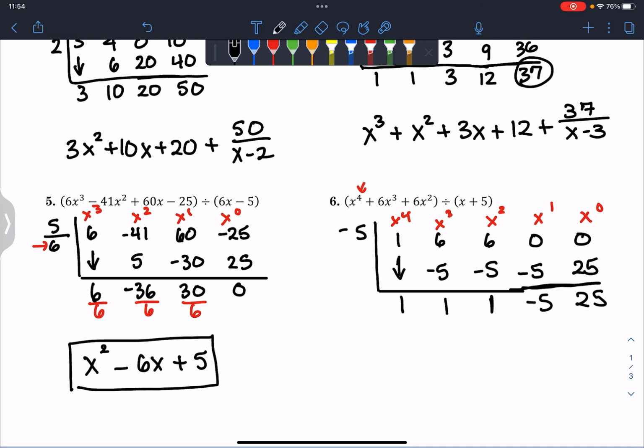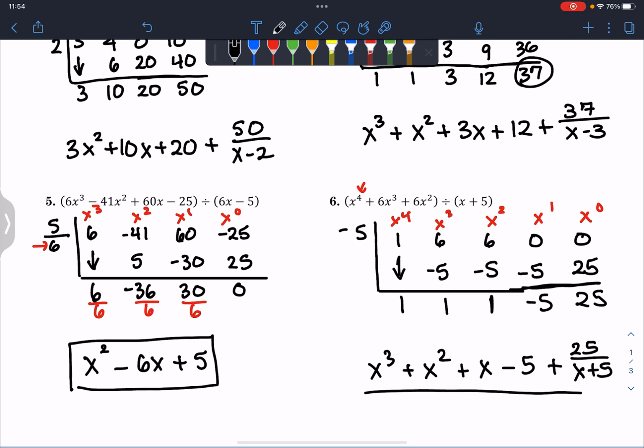So our solution again, before I forget, we're going to divide by 1. So dividing these numbers by 1 keeps them the same. And we're going to end up with 1x to the third power plus 1x squared plus 1x to the first power, and then my constant of negative 5 and my remainder of 25 over x plus 5. So here's your quotient.